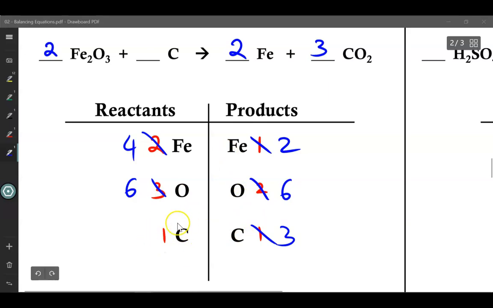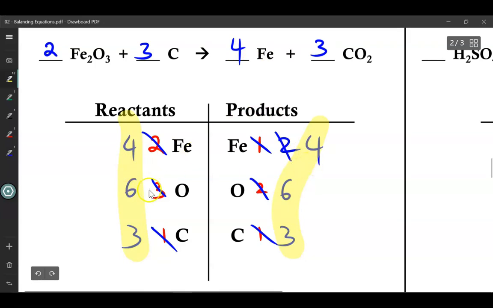To get 3 carbons over here, what number should I put in? 3. So let's recalculate, and we got a 3. So now that our carbons are balanced again, our oxygens are balanced again, now I need to balance my irons. Instead of having a 2 here, I need to have 4. So what number can I put in here to make this a 4? 4. We can now recalculate and see that our atoms are balanced.